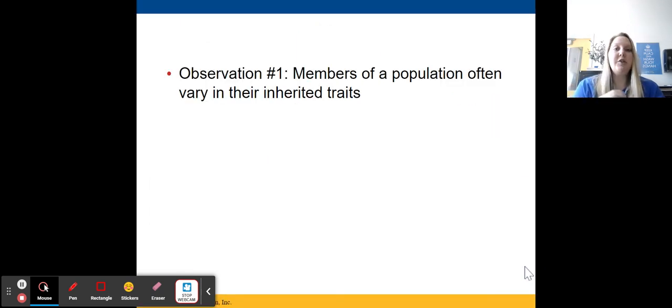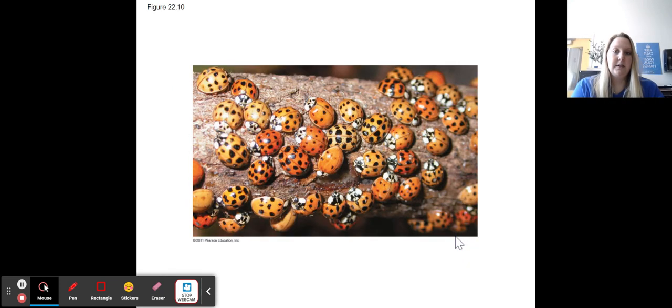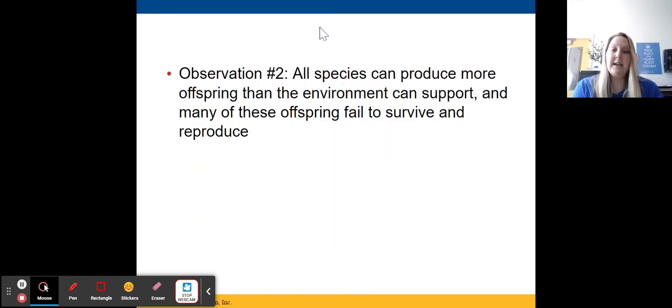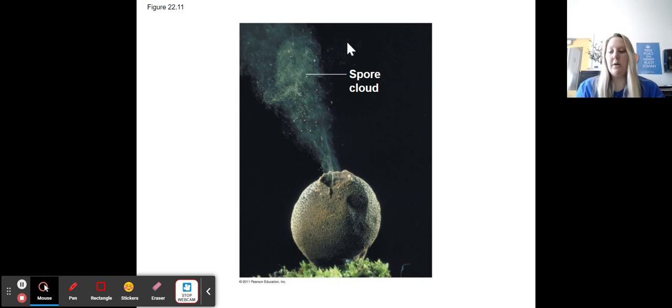His first observation was that members of a population often vary in their inherited characteristics. No two ladybugs ever look the same. His second observation was that all species can produce more offspring than the environment can support, and many of these offspring fail to survive. Something like a spore cloud of pollen.